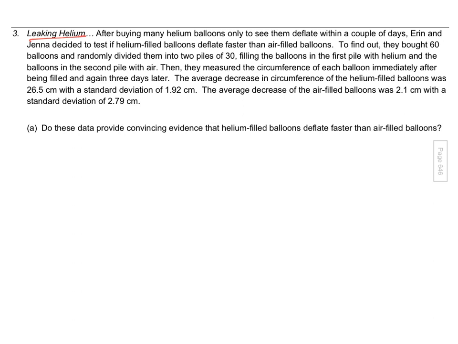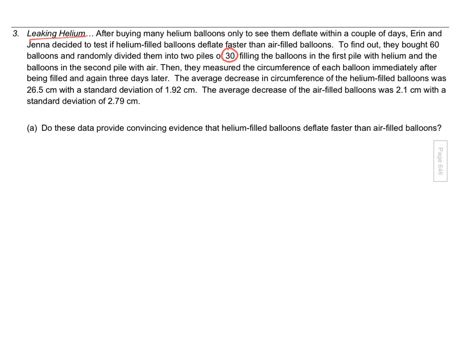on their hands. Anyway, to find out, they bought 60 balloons and randomly divided them into 2 piles of 30. That's one of our magic numbers in statistics, so I think you can see where that's going. They filled the balloons in the first pile with helium and the balloons in the second pile with air. Then they measured the circumference of each balloon immediately after being filled and again 3 days later.